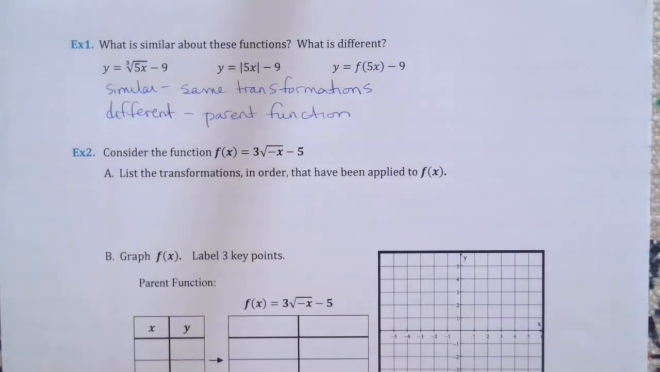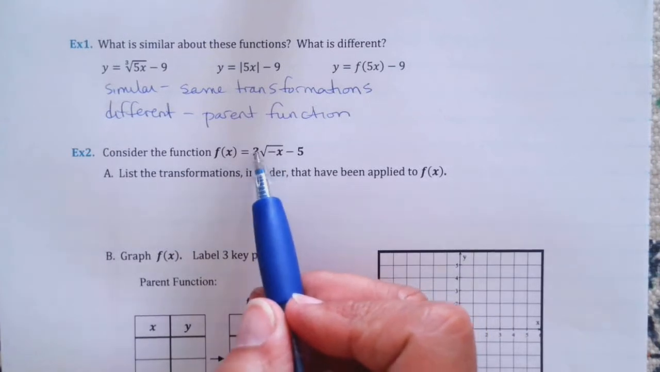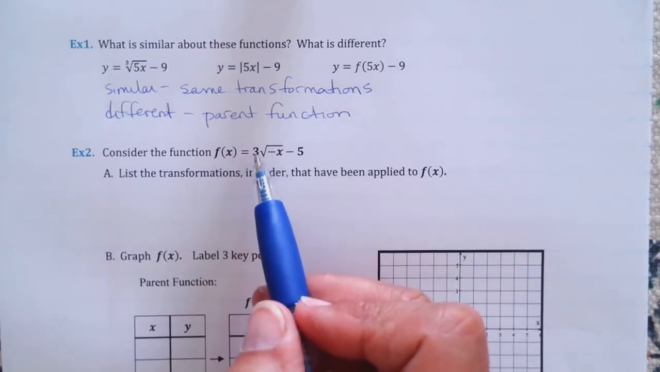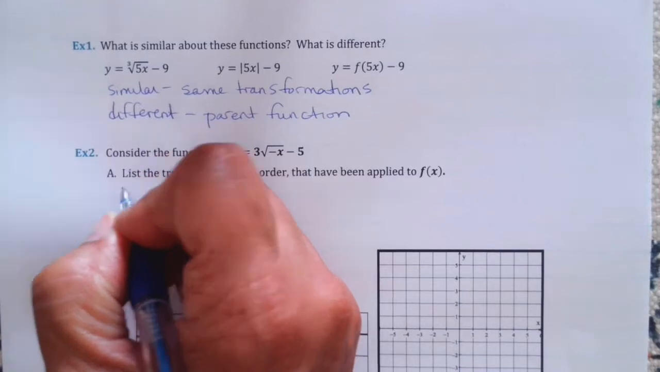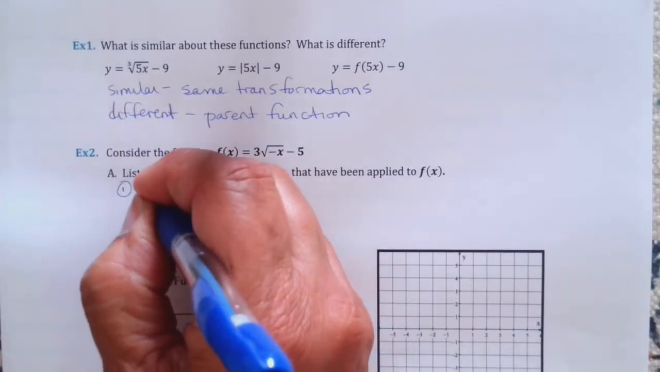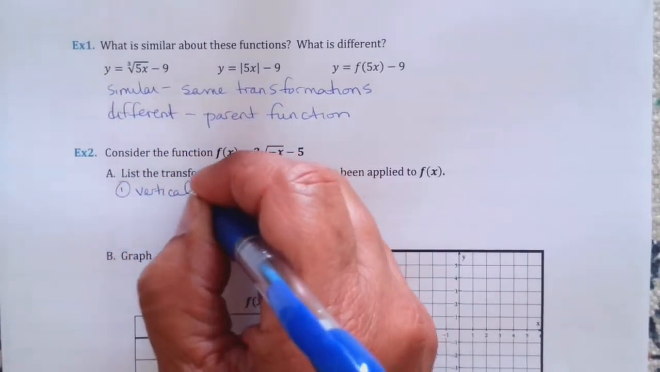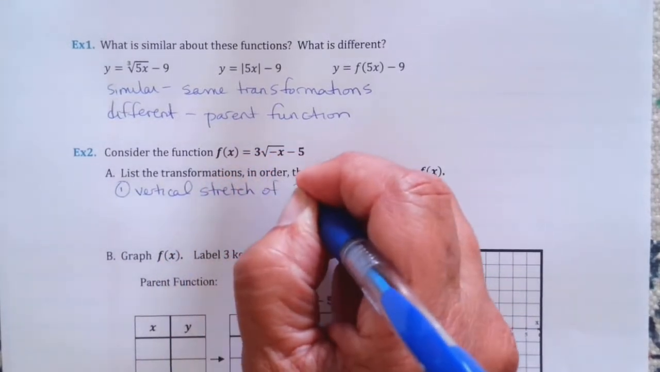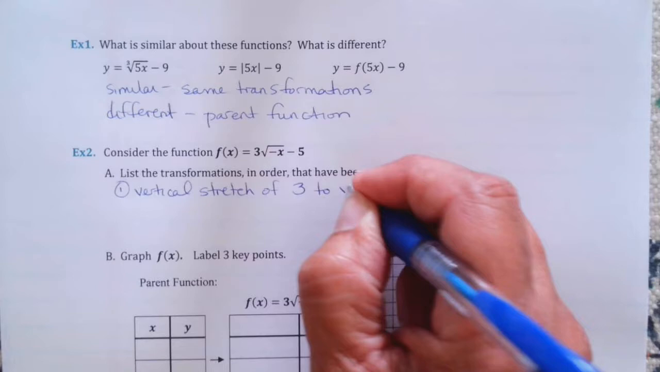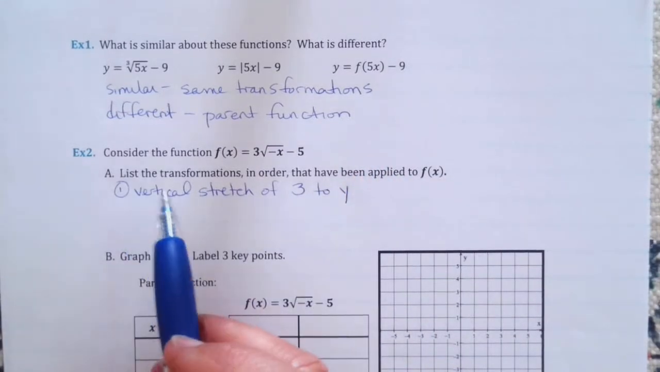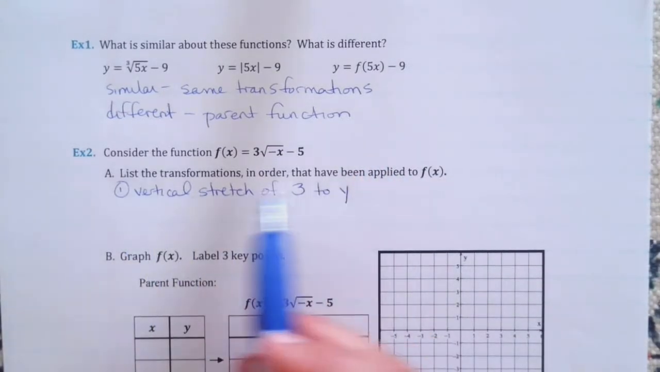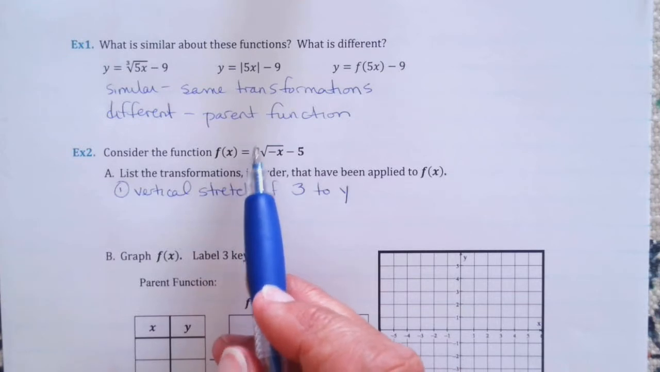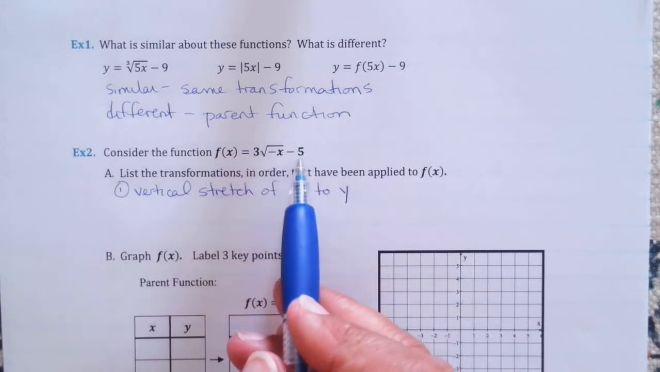So now we're going to look at stretches and compressions. That has to do with the numbers out front of x and y. So here's a vertical stretch of 3 to y, okay? So, vertical stretch. Things on the outside affect y.